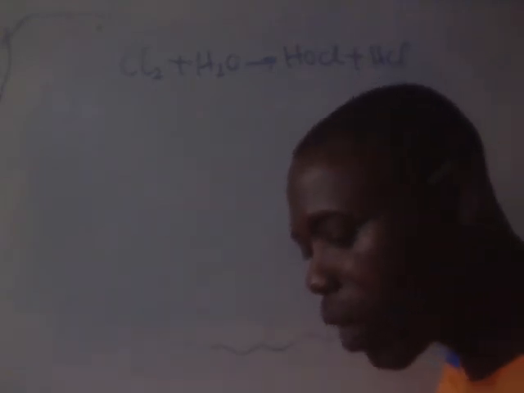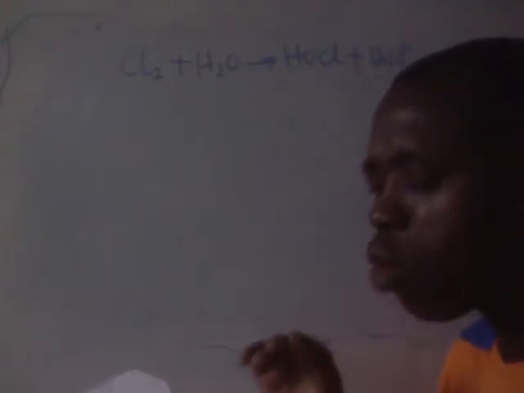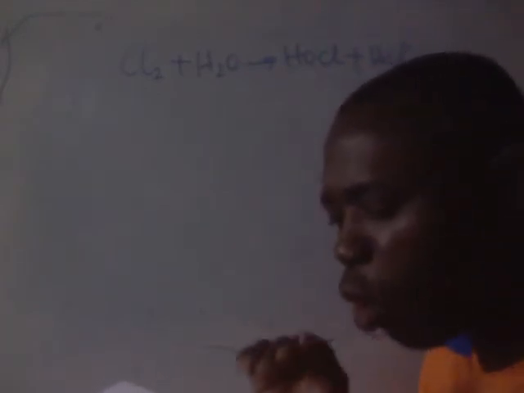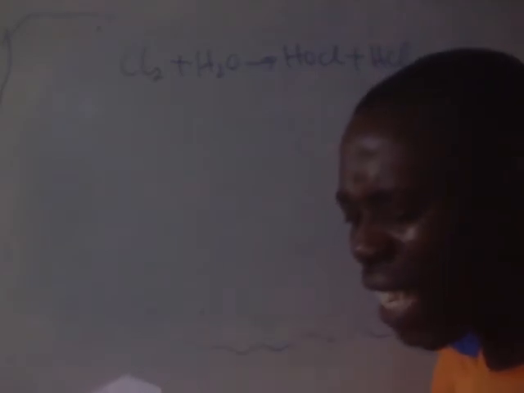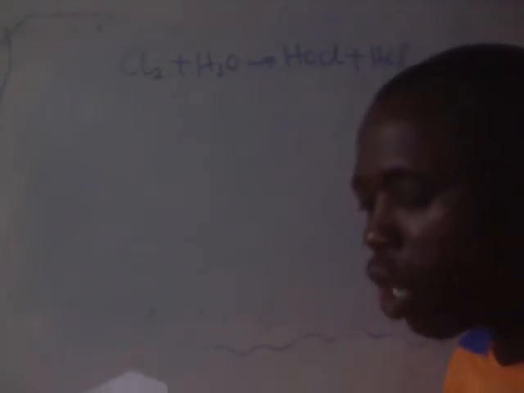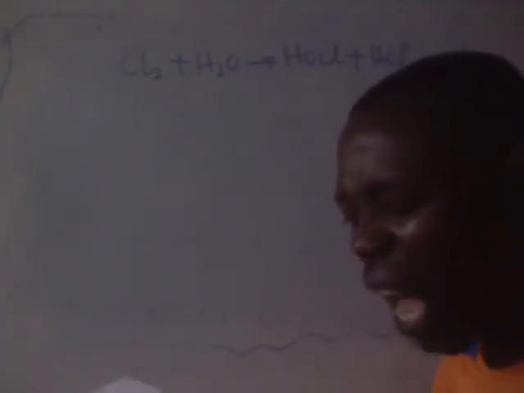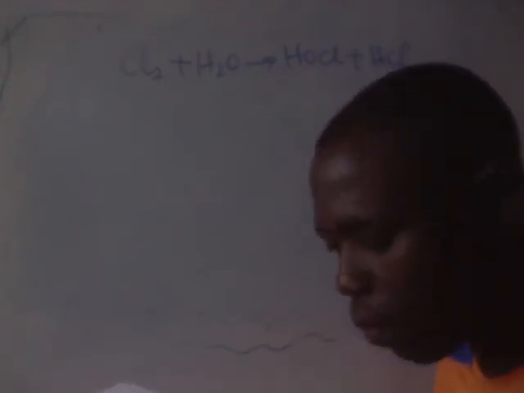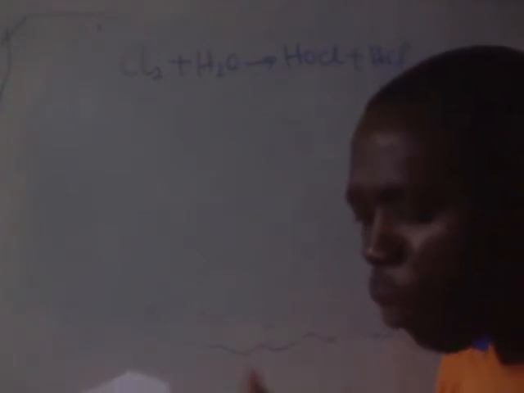33. This is another experimental question. An unknown gas with an irritating smell was bubbled through a solution containing acidified potassium heptachloride 6. The solution changed from orange to green.